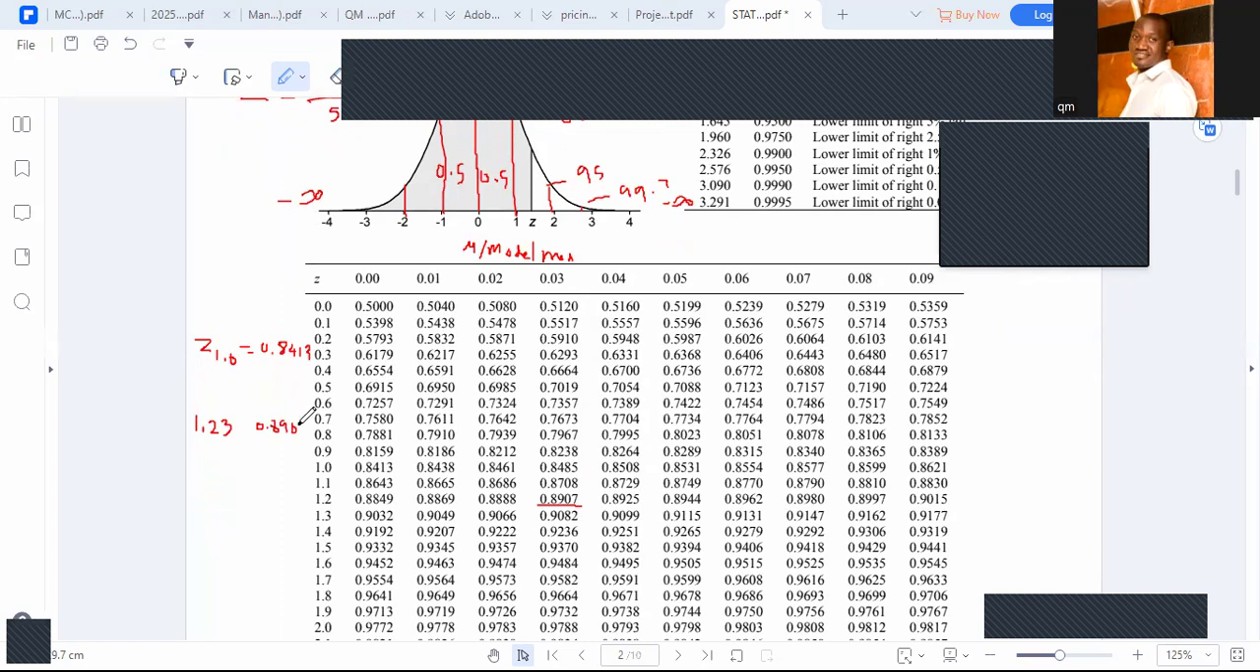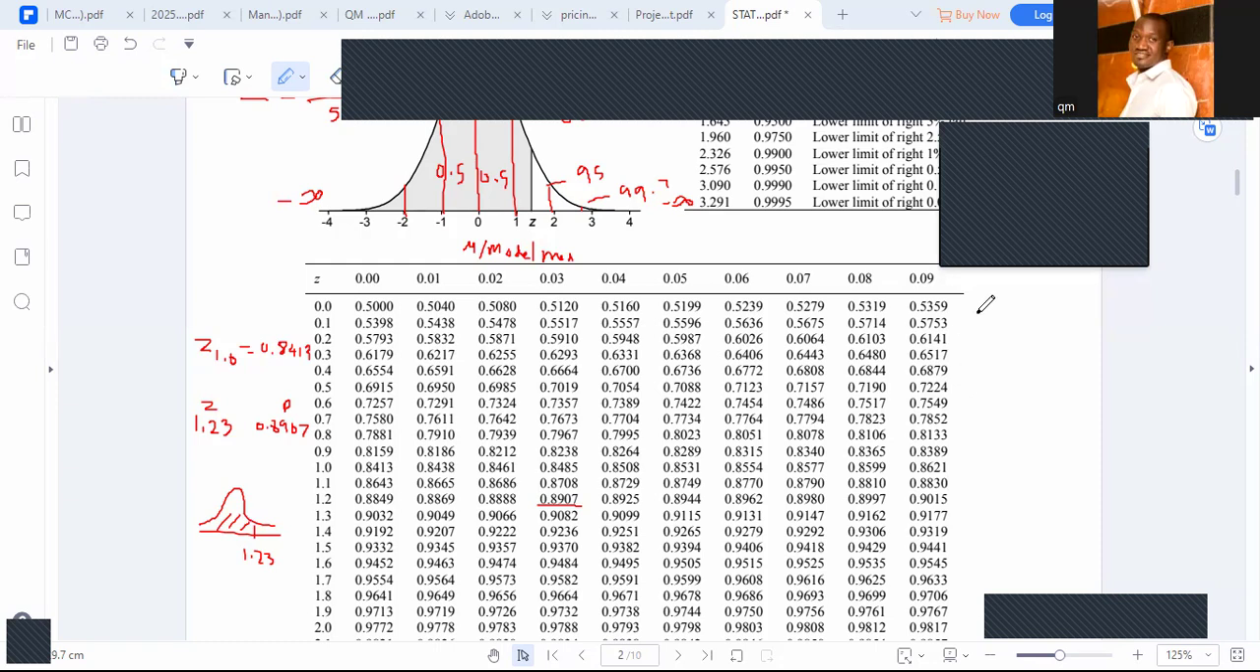If you're reading it from that, what you get inside is a probability. So from negative infinity to 1.23, this reading here is denoted by 89%. This whole area here, 0.8907. If the whole area is 1, then the small area remaining here, we simply subtract 1 minus 0.8907. Is that clear?